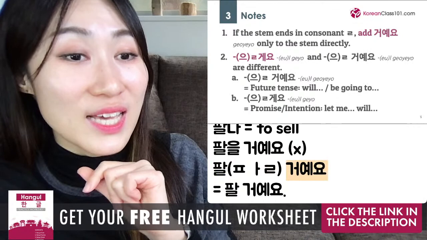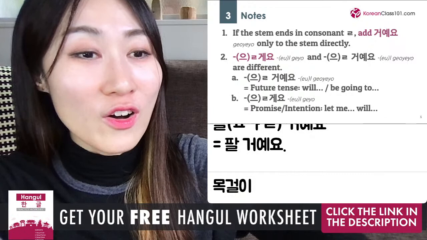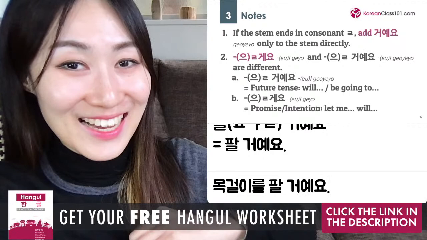For example, what is necklace in Korean? Necklace is 목걸이. 목걸이를 팔 거예요. I'll sell necklaces.